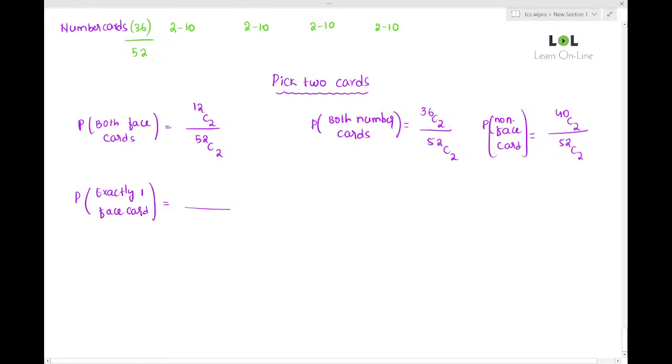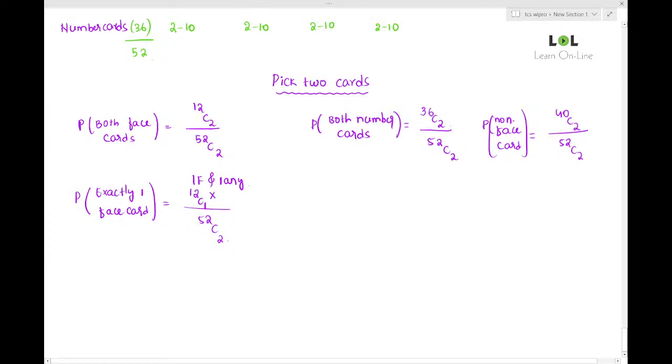Total cases will not change: 52C2. I need one face card, but we are picking 2 cards. I need one face card and one any other card apart from face card. 12 face cards are there. I need one out of them, that is 12C1.